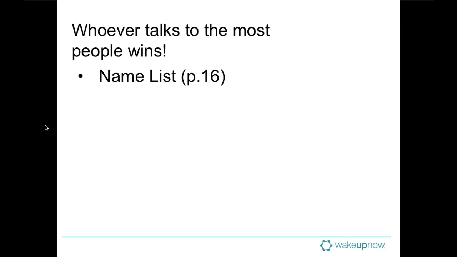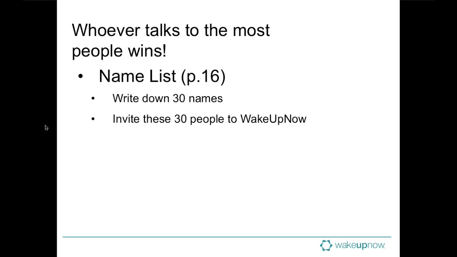In the Quick Start Guide, you're going to see on page 16, if you have one with you, pull it out, check it out. If not, when you get one, you'll see this. On page 16, you're going to find a name list. That name list is a way for you to fill out some people that might be interested in using the Wake Up Now product. Important part of what you're doing here. So you're going to write down 30 names. And then you're going to invite these 30 people to Wake Up Now.